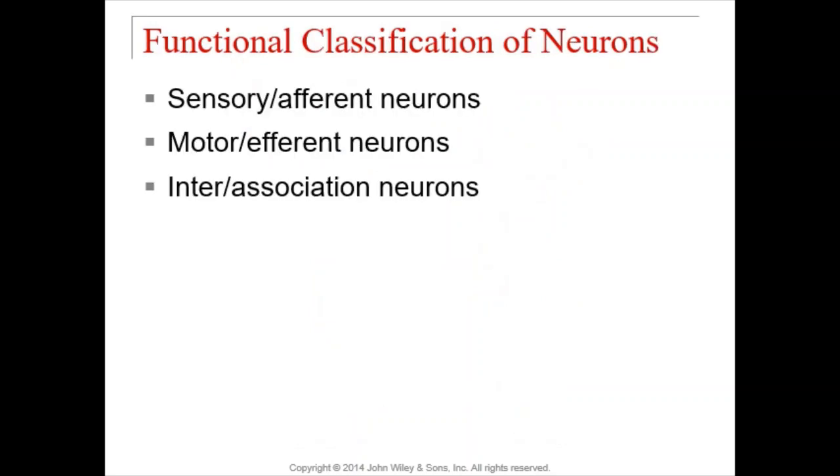So now we're going on to the functional classes. Turns out there are also 3 functional classes of neurons. Again, I want you to know these 3 classes, and I want you to know now, in terms of function, what are these neurons doing? So there are 3 functional classes. There are sensory neurons, sometimes called afferent neurons. There are motor neurons, sometimes called efferent neurons. And there are association neurons, sometimes called integration neurons.